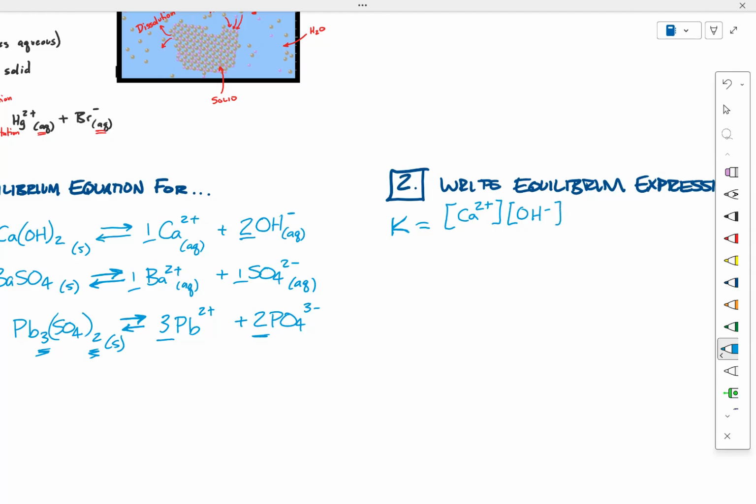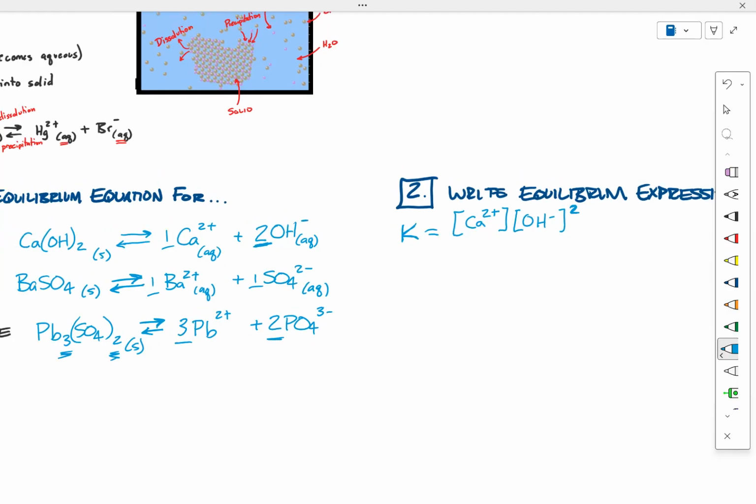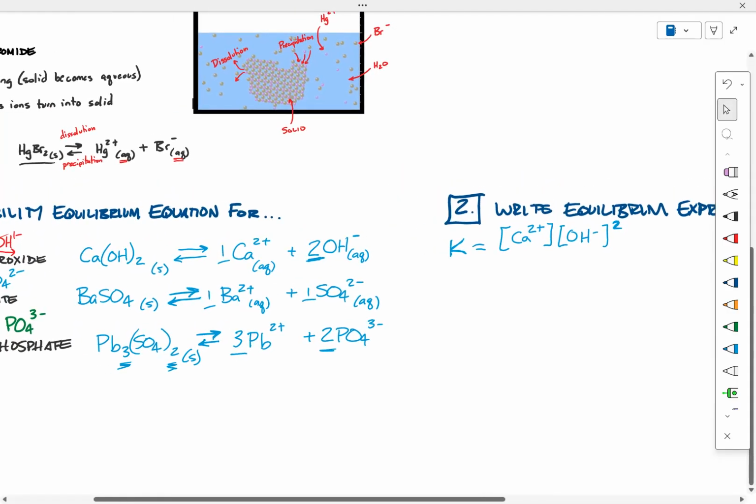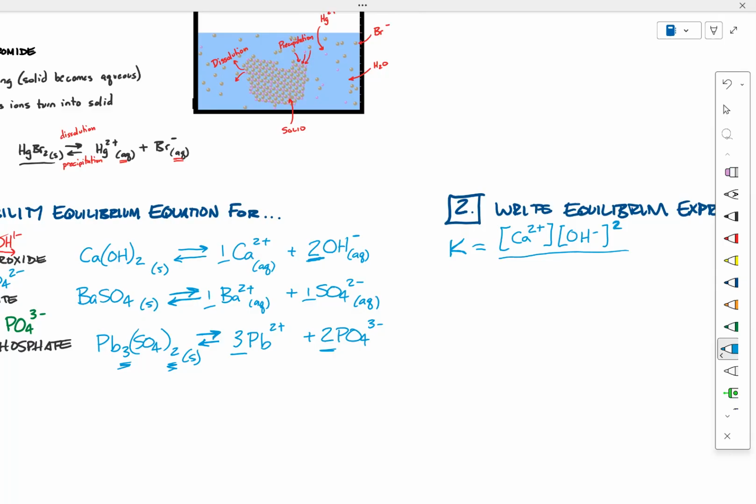Also notice I'm not writing in the coefficient, the 2, in front of or with the OH ion. Instead, I'm writing the 2 as the exponent on that ion. Okay, normally we would then take the products on the top, the reactants go on the bottom. But note in this example, in each of these examples, that we've got solid substances written as our reactants, which means we don't need to put anything on the bottom. That's it. That's the equilibrium expression.